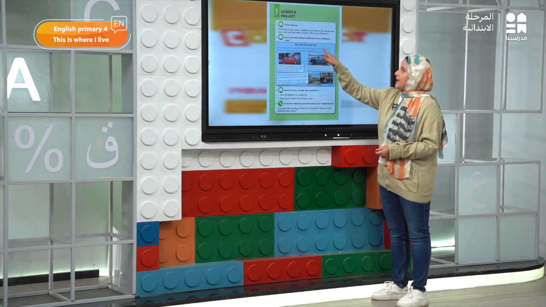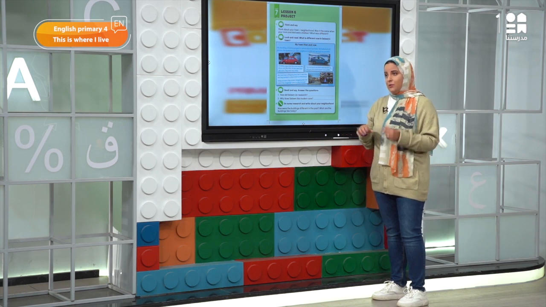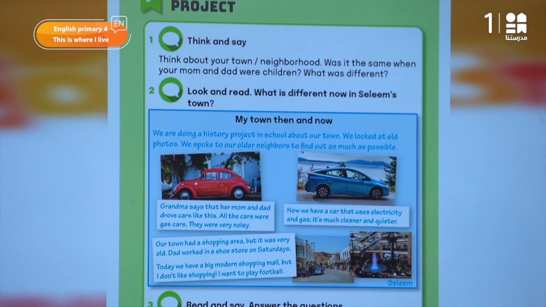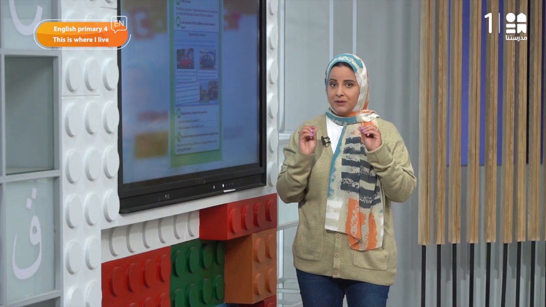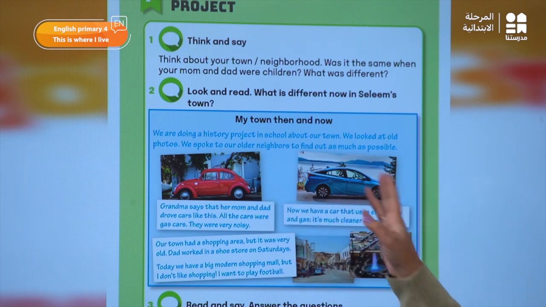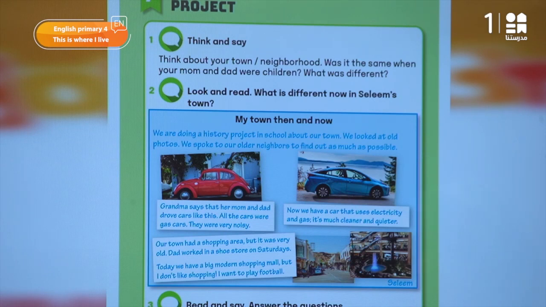My town then and now. قلنا then and now يعني the past and the present. We are doing a history project in school about our town. بيعملوا مشروع في المدرسة عن التاون. We looked at old photos. We spoke to our older neighbors to find out as much as possible. وشوفنا هنا الصورتين اللي بيبينوا الكارز زمان كان شكلها ايه والكارز دلوقتي شكلها ايه.